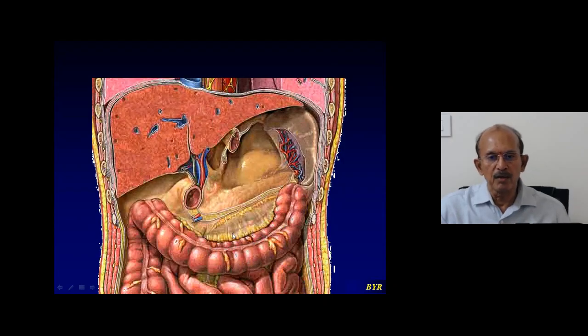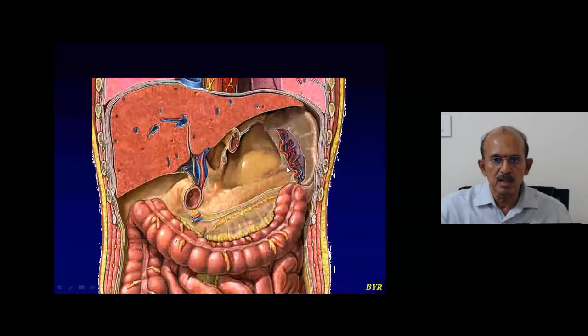So now we have taken away the stomach. Along with the stomach, the anterior wall of the lesser sac also has been taken away. So what you are seeing is the posterior wall of the lesser sac. So this is all the posterior wall of the lesser sac. This is the transverse mesocolon. You can see this is the transverse colon. This is the mesentery of the transverse colon, called the transverse mesocolon.